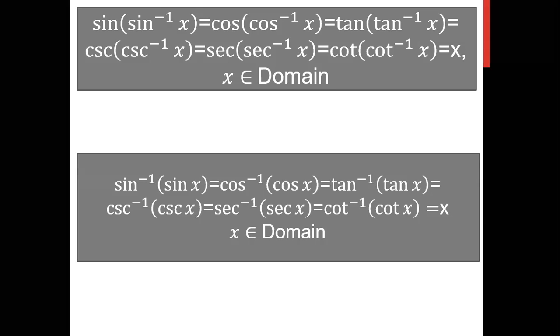I said sine, cosecant and tan lie between minus pi by 2 and pi by 2, with a slight change. Cos, secant and cot lie in between 0 to 180.